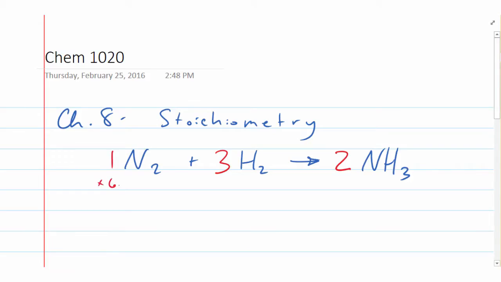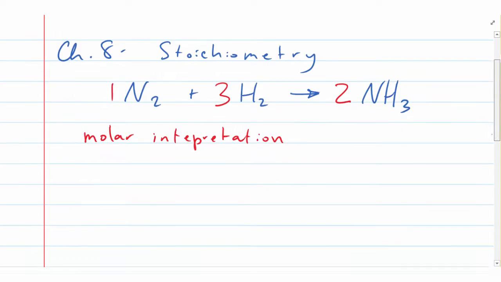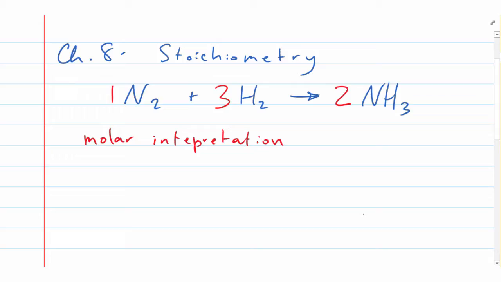But we could just as well take all of these coefficients and multiply them by this number, which we call Avogadro's number, and we also call it a mole. And if we multiplied each one of these by a mole, then this would become 1 mole of nitrogen reacts with 3 moles of hydrogen to make 2 moles of ammonia. And that's what we refer to as the molar interpretation of this chemical equation. In the molar interpretation, all of the coefficients stand for moles. And like before, ones are implied, so we typically don't write ones into the equation.